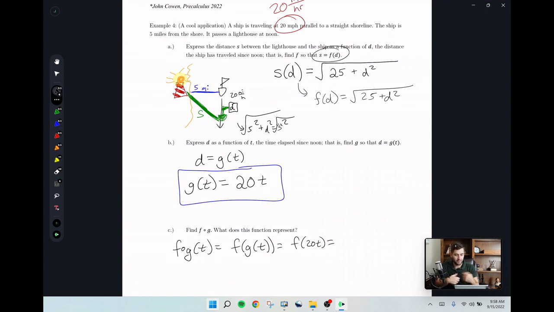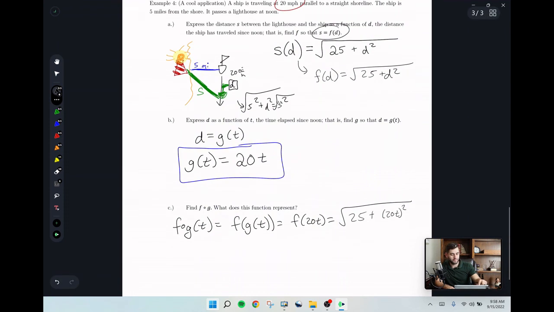So f of that would be the square root of 25 plus, and now anywhere I see a d, I'm plugging in that last function, 20t squared. There we go. If you want to simplify it, you're welcome to. Let's see, that would be, what do we find total? S equals the square root of 25 plus 400 t squared, right?